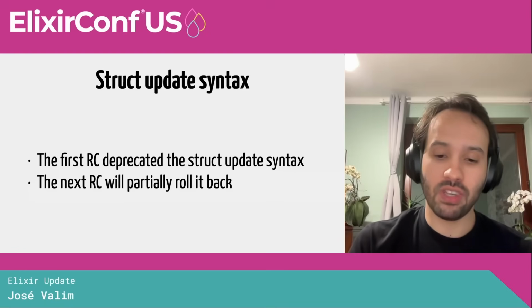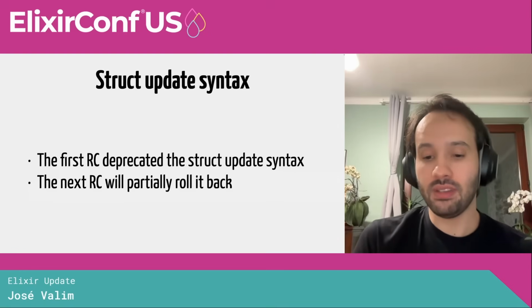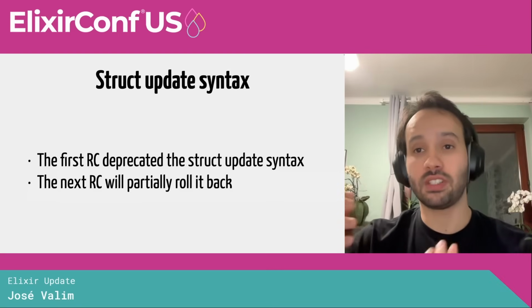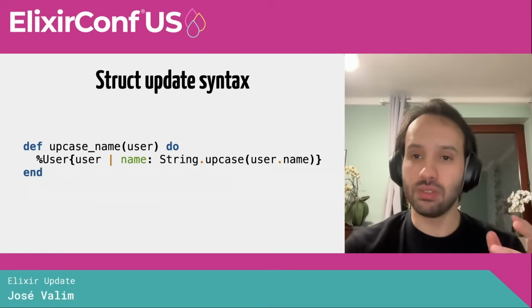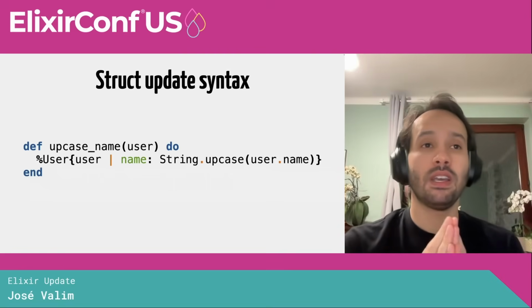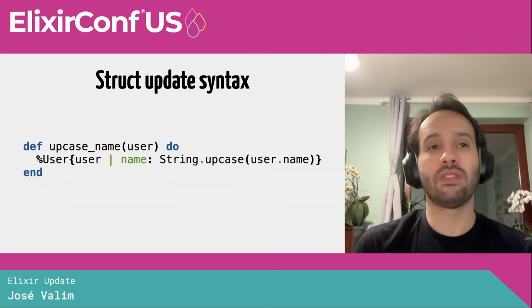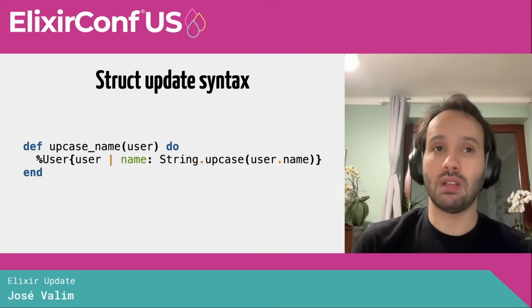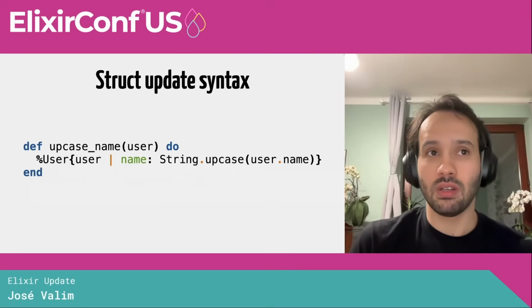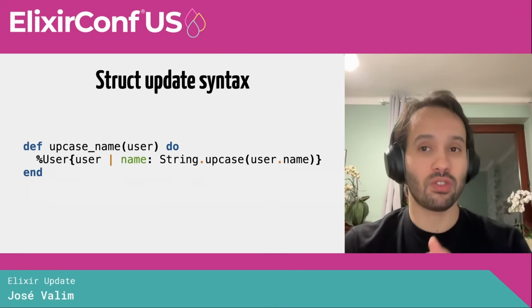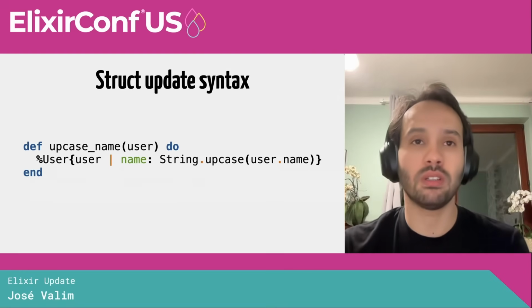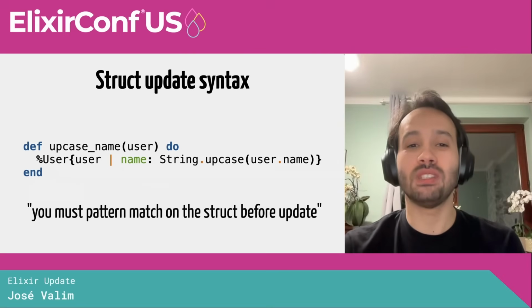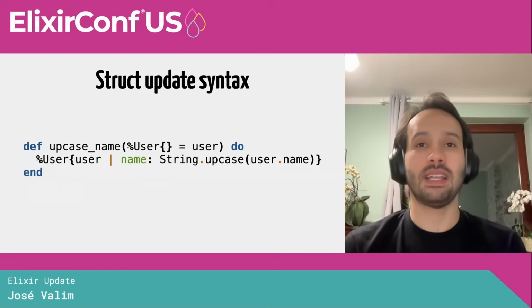It's a way for the developer to say, look, here at this point, I want to be sure that I have a struct of a certain type. Let me show an example. So this code now in Elixir 1.19 is going to emit a warning which says, look, here you are trying to update the user struct, but I'm not sure that this is a user struct, right? So in order for us to make sure that it is a user struct, it's very straightforward. The error message is going to say, you must pattern match on the struct before update, and that's exactly what we do.